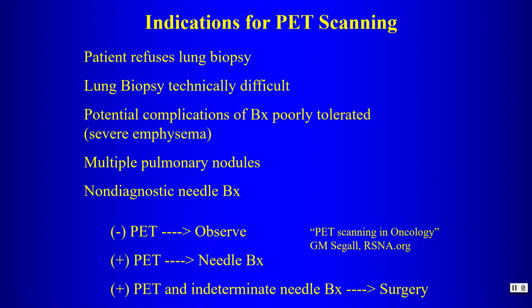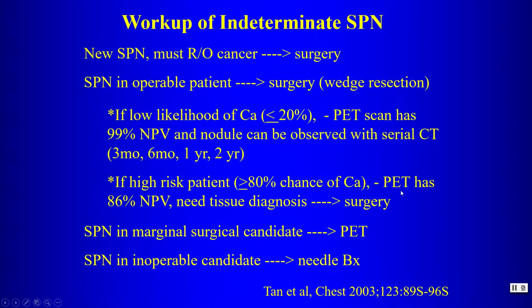Well, you can do a PET scan to determine if one nodule is more suspicious than another, or if you have a non-diagnostic needle biopsy. If the PET scan is negative, you can observe the patient. On the other hand, if the PET scan is positive, then you need to be more aggressive in those cases and probably should proceed to biopsy. So again, the workup for indeterminate pulmonary nodules, this is not written in stone.